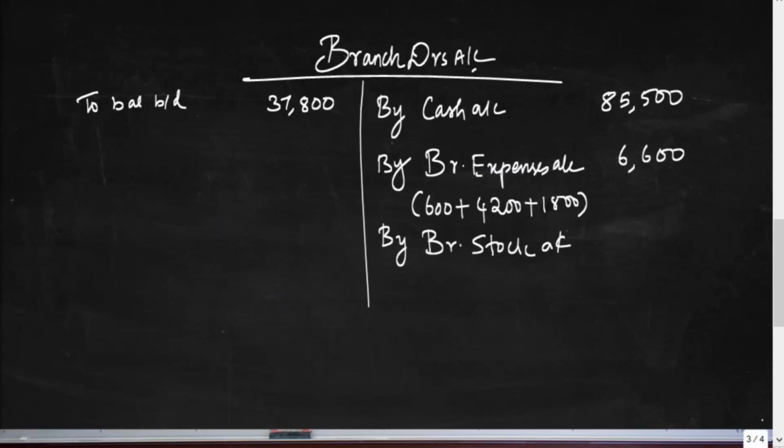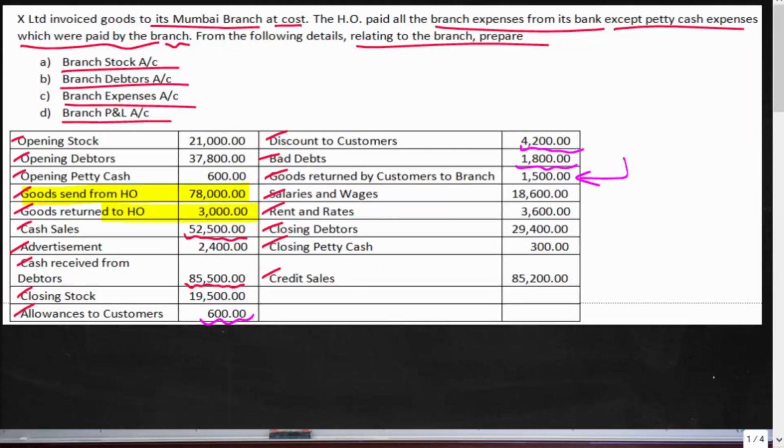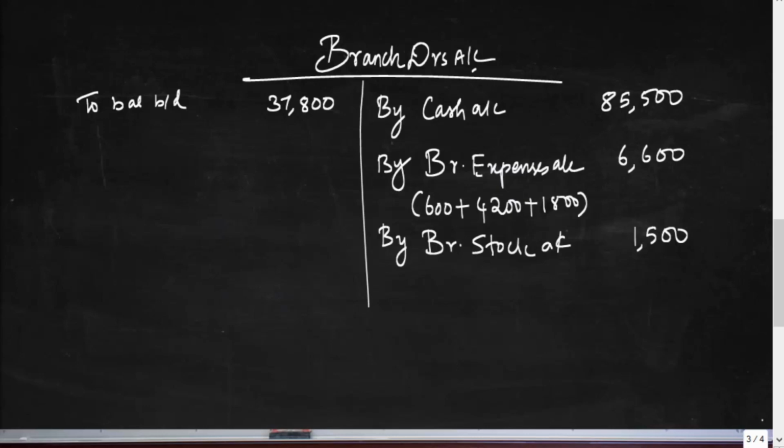The value works out to 1,500. This is basically on account of return of goods by customers. Then we have salaries and wages, rents and taxes. These two are basically expenses of the branch. So in branch expenses account, we'll factor them, 18,600 plus 3,600, right? So we'll take it to branch expenses.